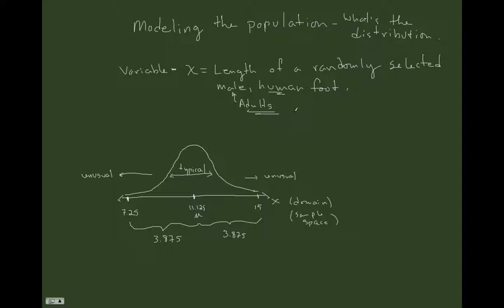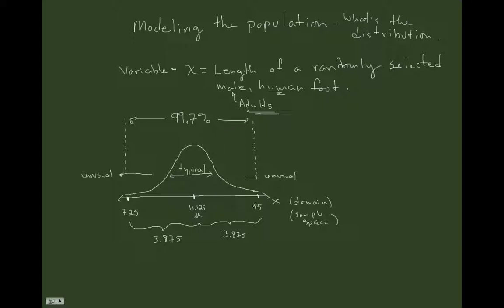But in any case, here is the situation. One of the things that you're going to learn is that if you have a population that's following a normal distribution, then about 99.7%, virtually the entire population, will be within 3 standard deviations of the mean.